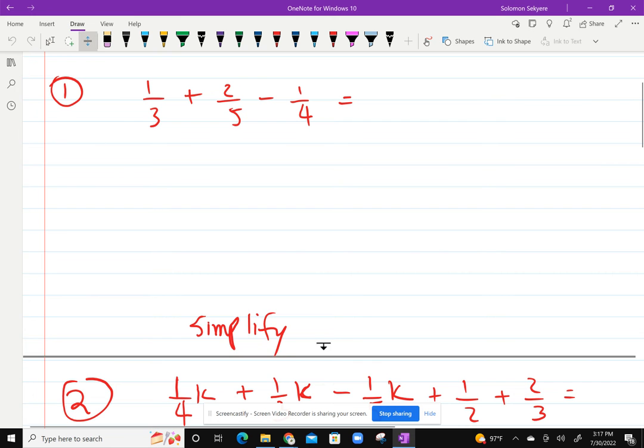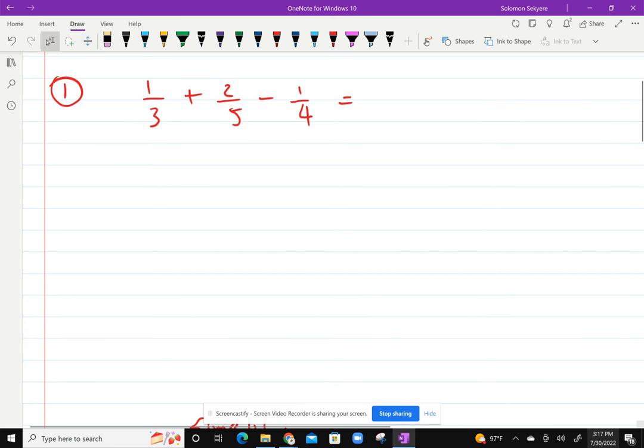So you want to convert all of them to the same denominator, right? And how do you convert them to the same denominator? You use the LCM of 3, 4, and 5. What is the LCM of 3, 4, and 5? Let's see. It's going to be 60. So we are going to convert every denominator to 60. How do we do that?